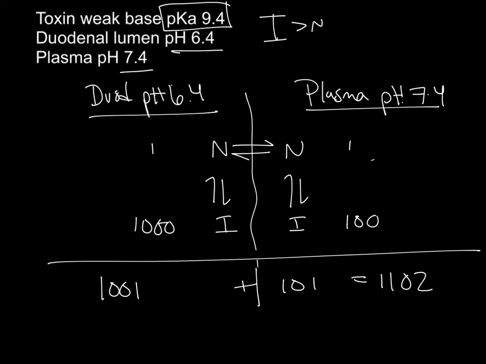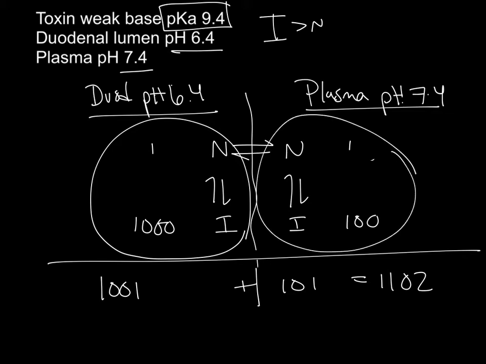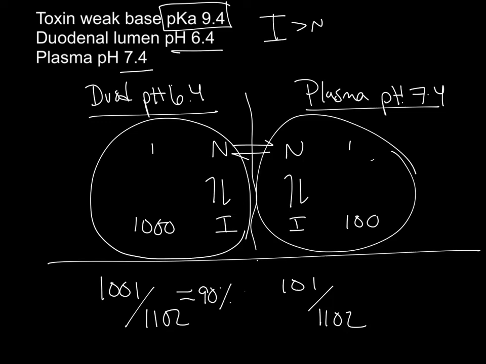And at this point again, once we get to our equilibrium distribution, all we really care about is how much total drug is on the duodenal side of this membrane, how much total drug is on the plasma side. We have 1,001 particles on the duodenal side out of a total of 1,102. And on the plasma side, we have 101 out of a total of 1,102. And so if we want to figure out proportion, we just divide those, and what we've got here is about 90% on the duodenal side and about 10% on the plasma side.